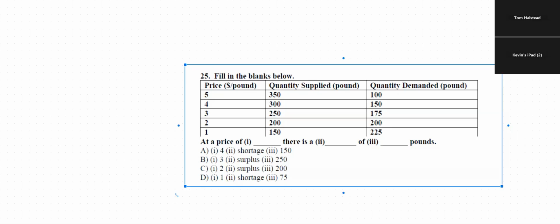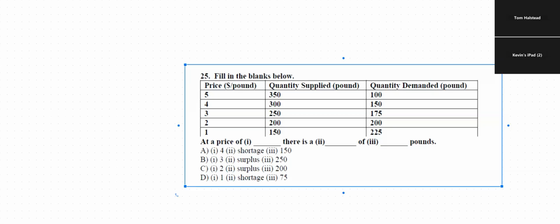Let's see, we're at a shortage at 153, surplus at 250. So that's just supply and demand. It's like fill in the blanks below, and there's no other question. Well, this is really easy too. This is the same thing, only it's the next step. This is just another equilibrium problem.